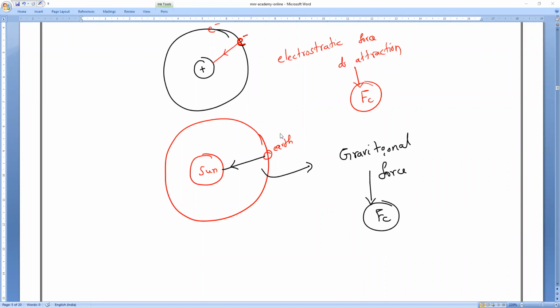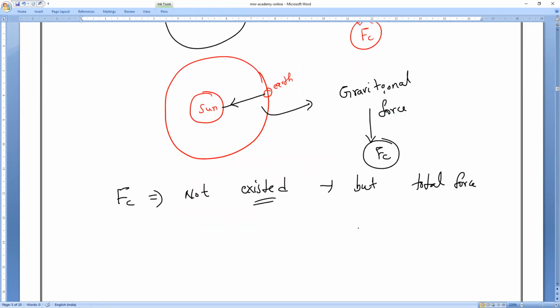Always keep in mind, FC, the centripetal force, does not really exist as a separate force, but the total force acting towards the center is what we call the centripetal force. The finally summed total force acting on the body towards the center is what we consider as the centripetal force. So FC is not really existing, but the total force which makes the body revolve in a particular path is what we consider as centripetal force.